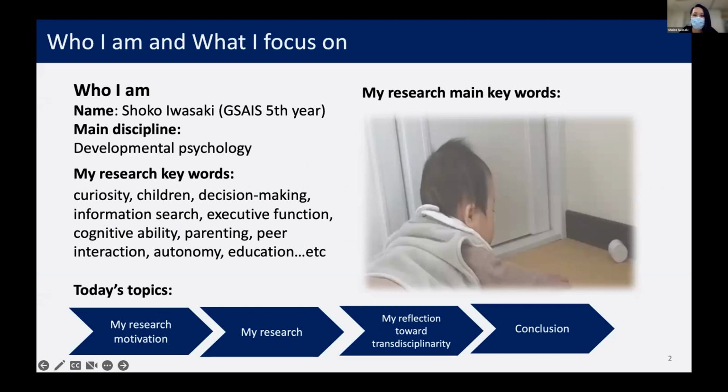First of all, let me briefly introduce my research keywords. My main research discipline is developmental psychology. I have been focusing on the relationship between curiosity, cognitive development, and social interactions. And my main research keywords are curiosity, children, cognitive development, and social interactions. Today, I would like to discuss my research motivations, my current research, and my reflection about transdisciplinarity.